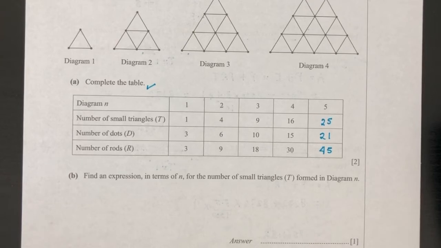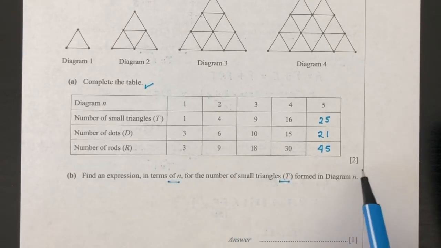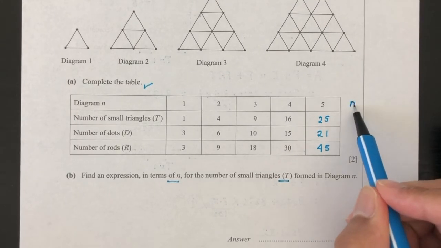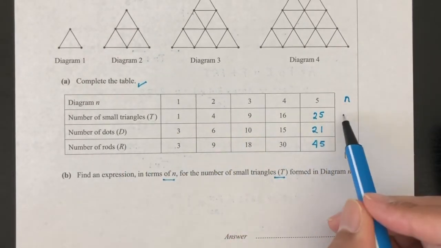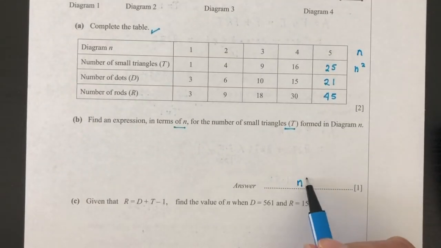Now part B, find an expression in terms of n for the number of triangles T found in diagram n. So n, T, that will be n square. That will be pretty easy. For the first one, this one is pretty easy. I hope that makes sense.